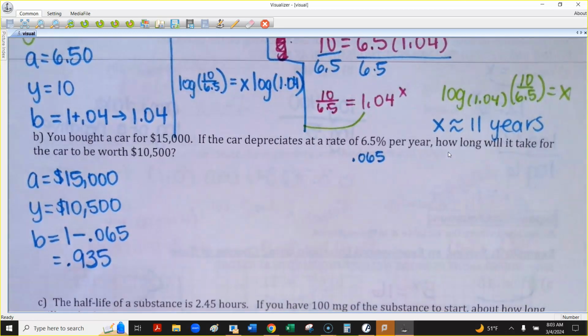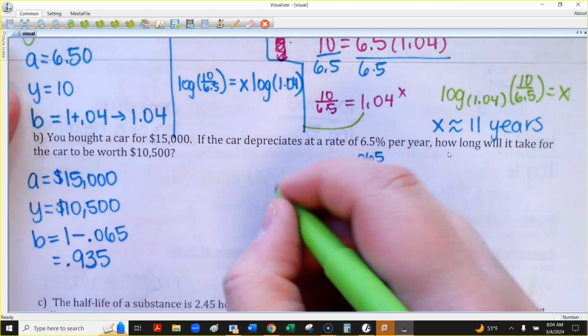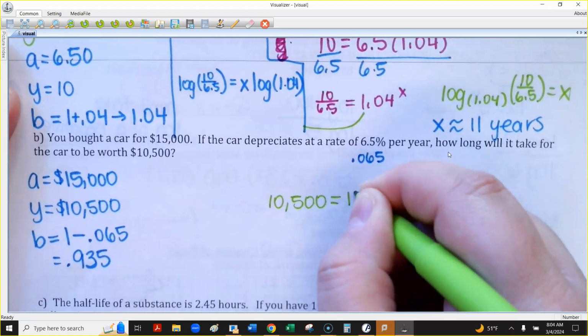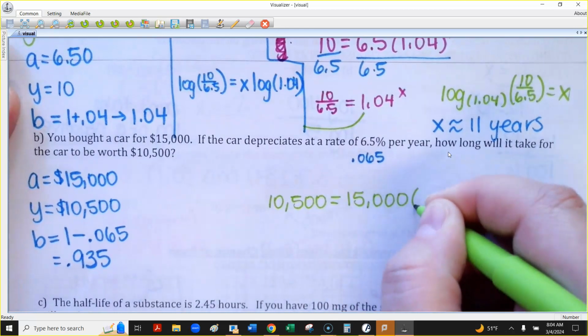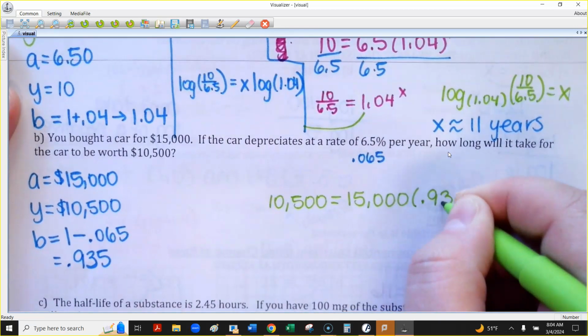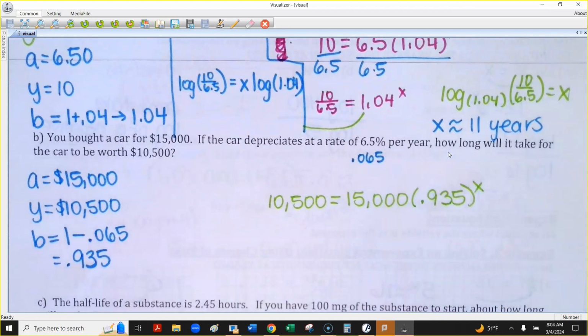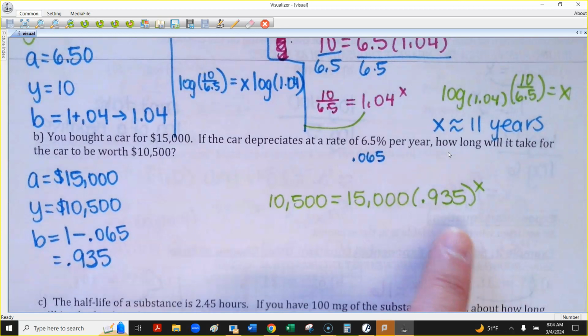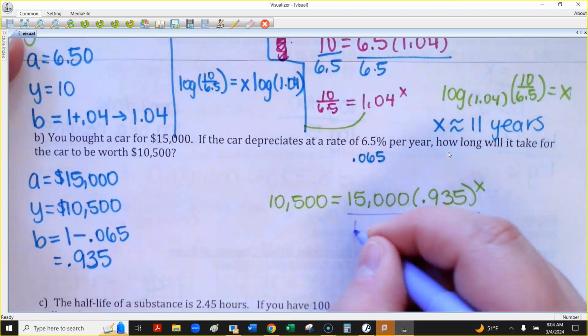We're going to find the time here again. So let me set this up. We'll have the 10,500 and 15,000. Do not multiply this by the 0.935. What you want to do first is isolate wherever your variable is. It's going to be in an exponent here because we're solving an exponential equation. So I'm going to isolate that 0.935 to the x. So I actually want to divide by 15,000.